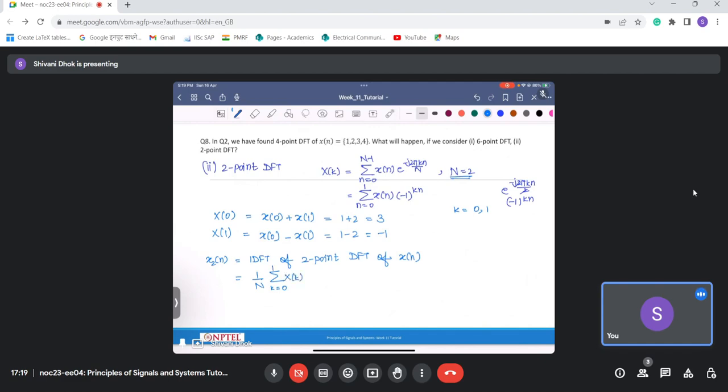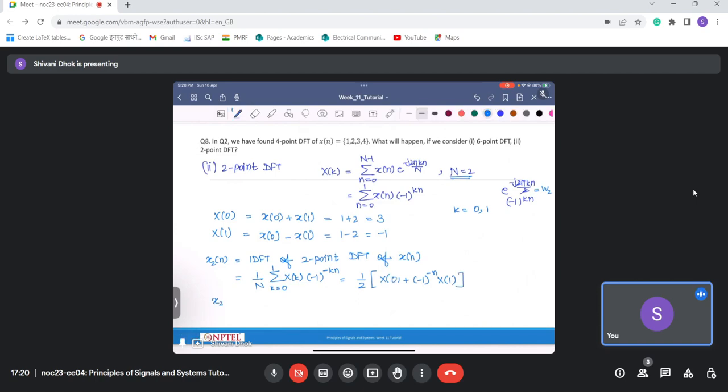this W, this was W2, so basically W2 to the power minus 1, so this will be minus 1 to the power minus kn. So this is equal to 1 by 2 inside the bracket, X0 plus minus 1 to the power minus kn, into X1. This is 0.